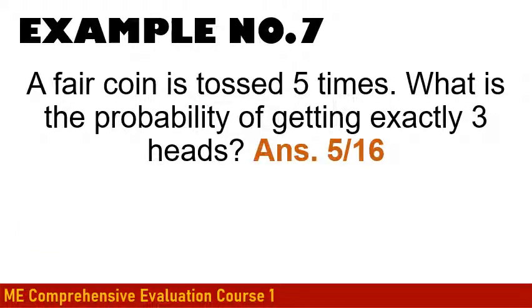Let us have an example. A fair coin is tossed 5 times. What is the probability of getting exactly 3 heads? This is a fair coin, meaning there is no bias to the result. Thus, we cannot predict, and we cannot set it in such a way that it would face up or down. So, we can use our formula because we will have 5 trials, since the coin would be tossed 5 times, and we are looking for the probability of getting exactly 3 heads.